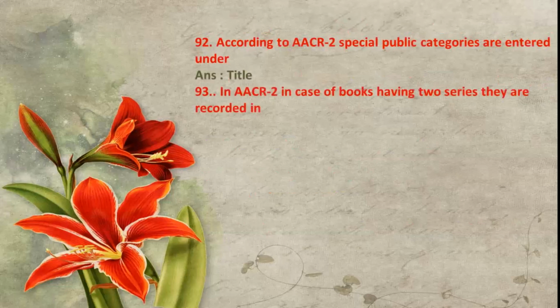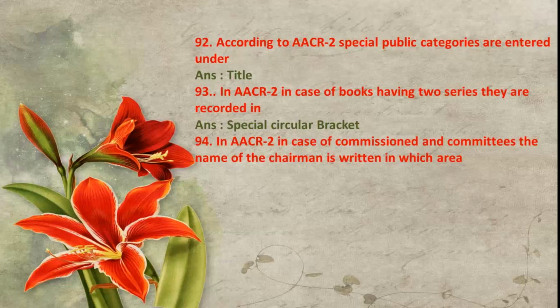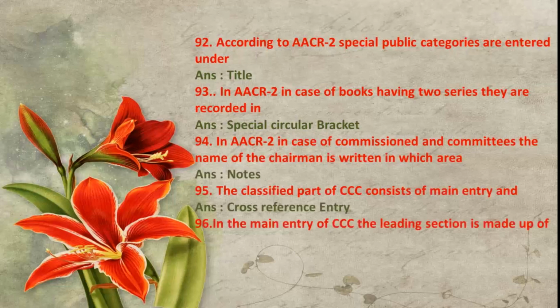In AACR2, in case of books having 2 series, they are recorded in special circular bracket. In AACR2, in case of commissions and committees, the name of the chairman is written in which area? Notes. The classified part of CCC consists of main entry and cross-reference entry.